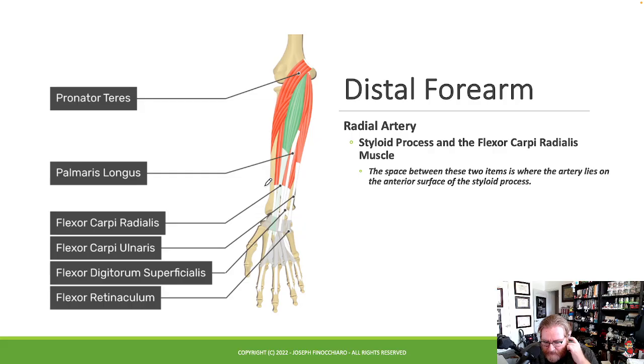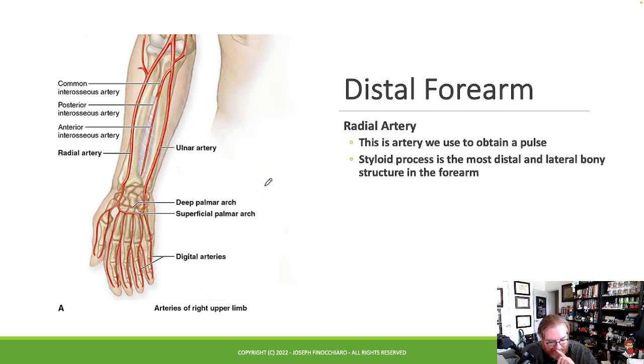What's important with the radial artery is the styloid process and flexor carpi radialis muscle. The space between these two items is where the artery lies on the anterior surface of the styloid process. And this is the artery that we use to get a pulse. We drop our fingers on our wrist, we feel for the beat, beat, beat, and bam, there it is.